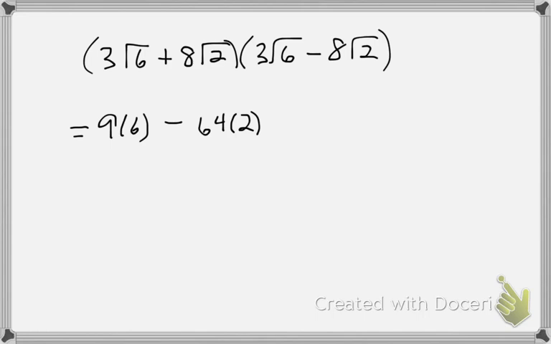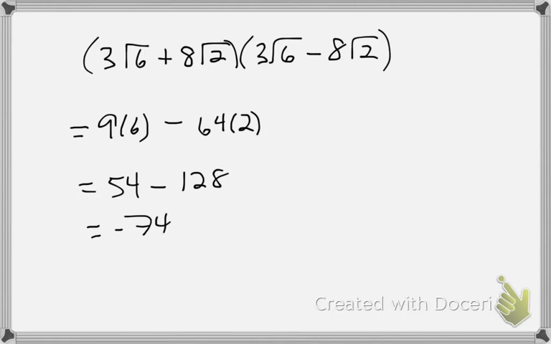The 8's outside, so it squares to 64. Square root of 2 squares to 2. So we wind up with 54 minus 128. Negative 74 is right. You guys okay? All right, and I've only done, what, 3 of these?